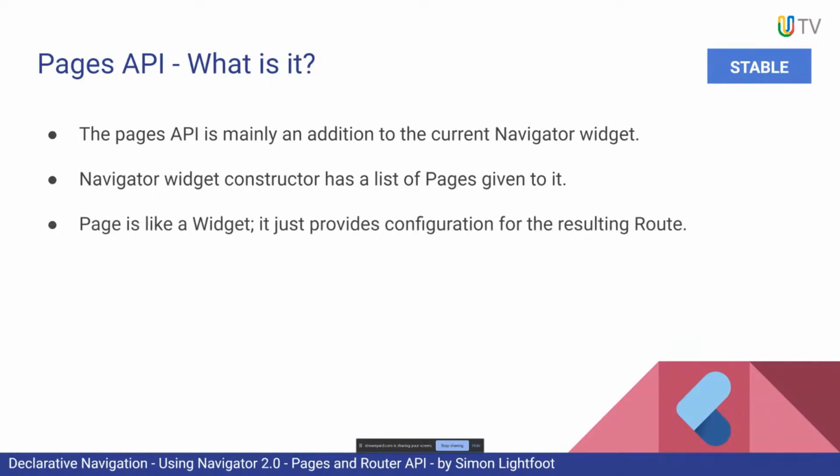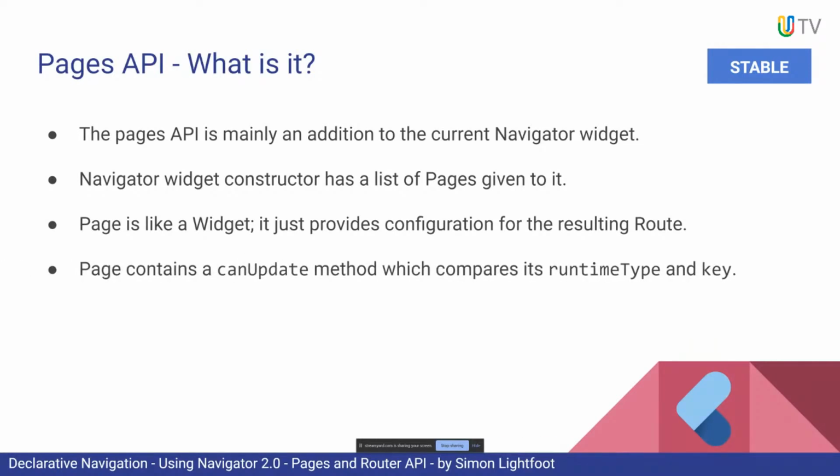So a page, which is the new class, you can go find this in the current API documentation, is like a widget. It just provides the configuration for the resulting route. As I said, it acts like a widget. So a page has a canUpdate method, which compares its runtime type and key. This is very important because that's the distinction that we make when we're dealing with the widget tree: if it has the same runtime type and key, then it's going to remain on the screen.